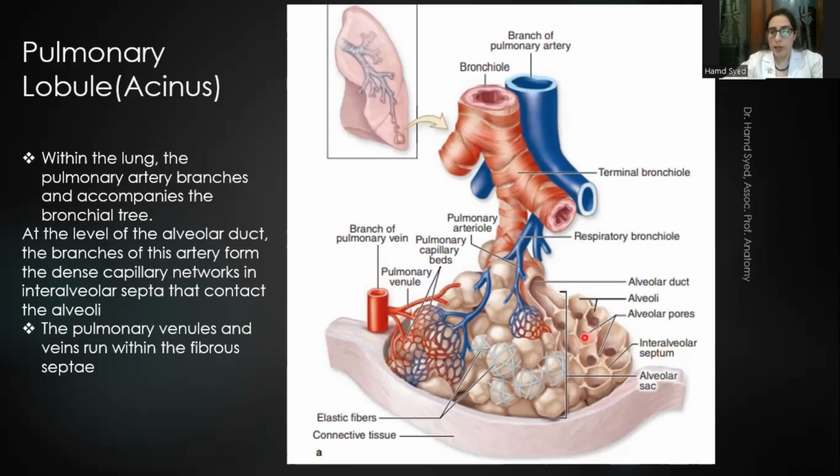Over here in this diagram, you can also see these alveolar pores of Kohn. These are the communications between the adjacent alveoli. Also, you can see that the alveoli are surrounded by these thin elastic fibers, and a very small quantity of connective tissue is present between these alveoli.